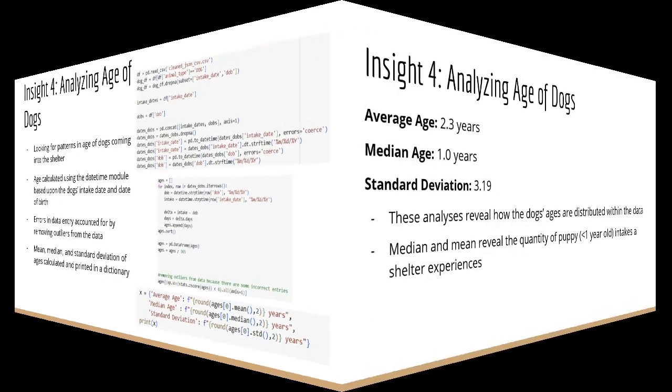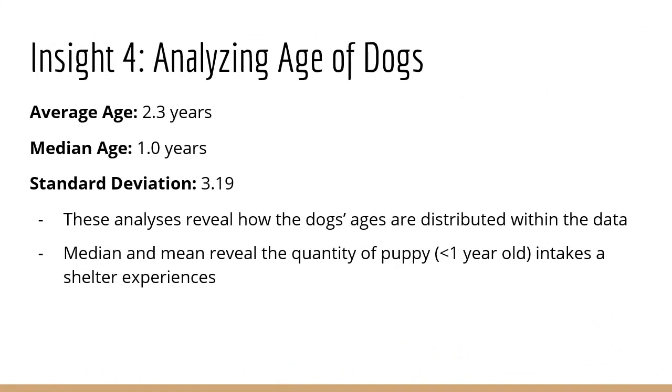So as you can see, the average age of dogs coming into shelter is 2.3 years old, the median is 1 year, and the standard deviation is 3.19. And this data shows that the quantity of puppies that are coming into shelter is much greater than older dogs. And this could be explained by the low rate of neutering or spaying stray animals. So these animals are born on the street, or people buy a puppy and then discover that they don't have the means to take care of it, so they dump it off to a shelter.